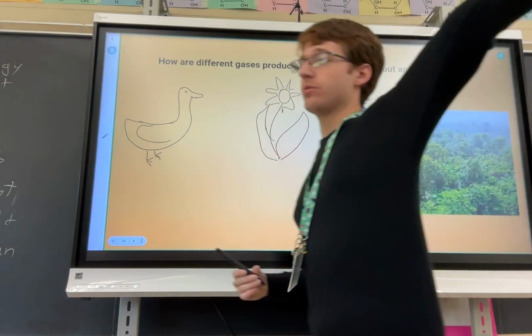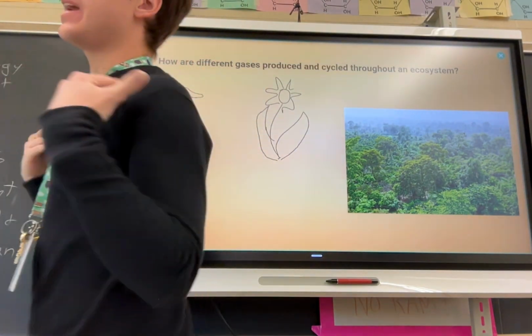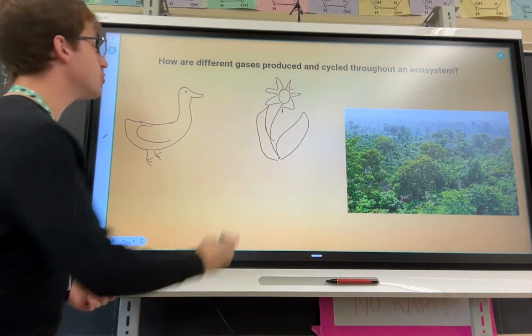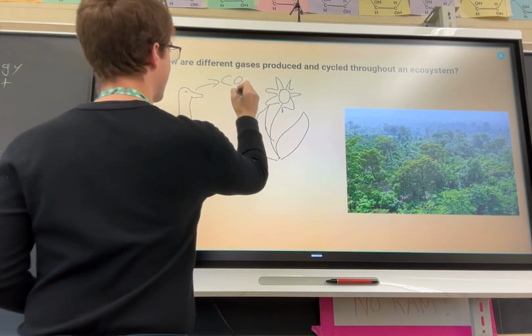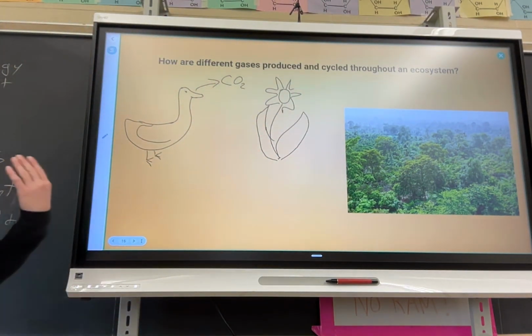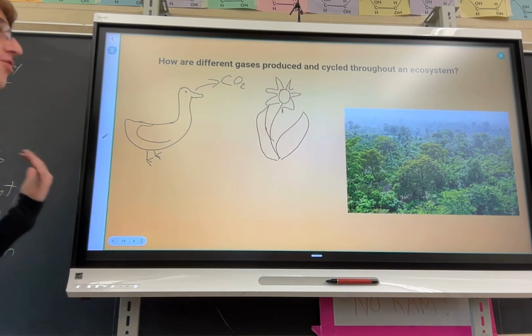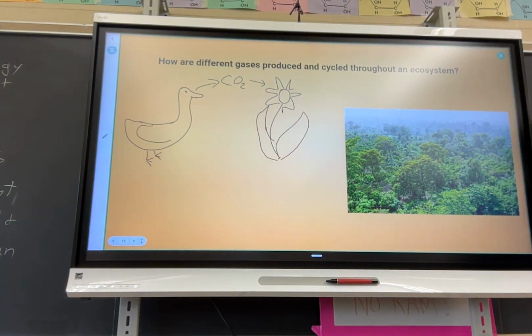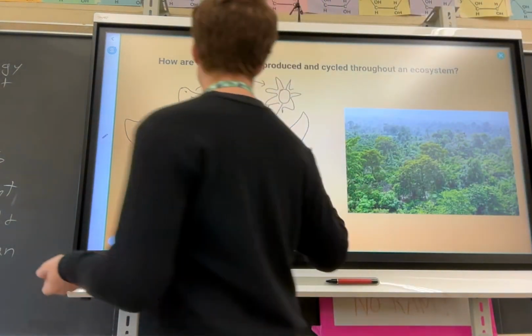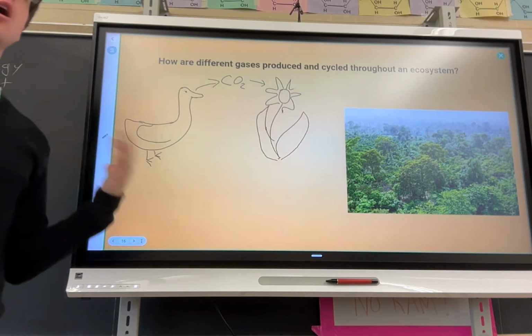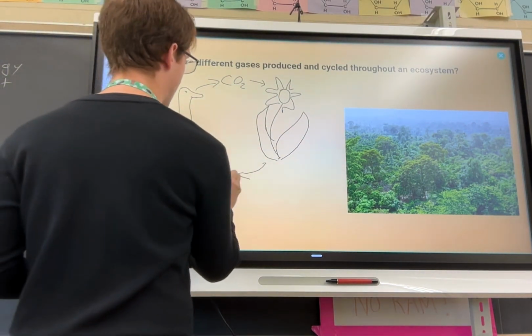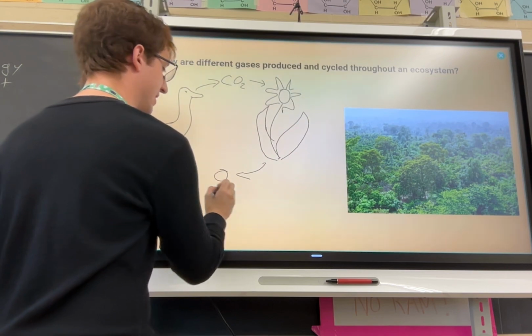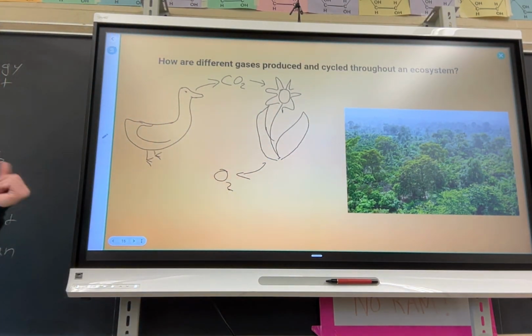So, as what they said, animals like us, like this wonderful goose, are going to produce carbon dioxide. They're going to produce it as a byproduct of cellular respiration. This is going to go to the plants. The plants take this carbon dioxide, and they are going to absorb it into their bodies. They're going to use this for photosynthesis, and as a result, they are going to produce oxygen as a byproduct. So again, lots of byproducts, lots of unintended consequences.